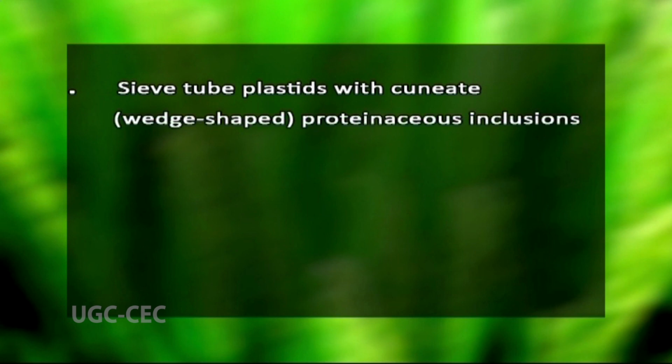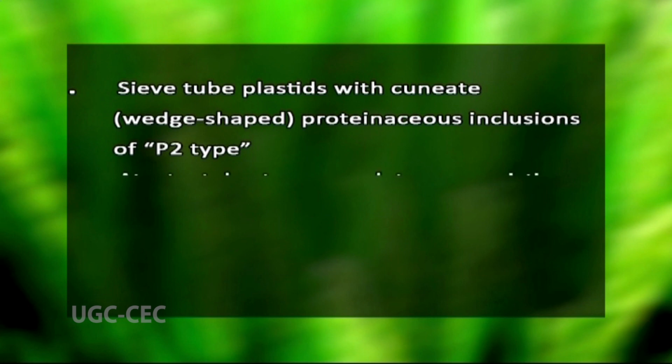All the members of the monocots are characterized by a few apomorphies. That means some features which are common to all the monocots. These may be, number 1, sieve tube plastids with cuneate, cuneate meaning wedge-shaped, proteinaceous inclusions of P2 type.